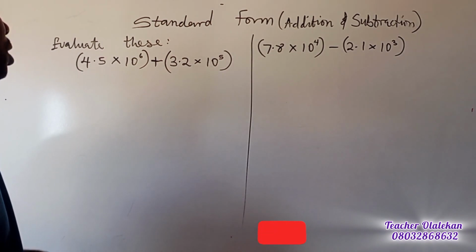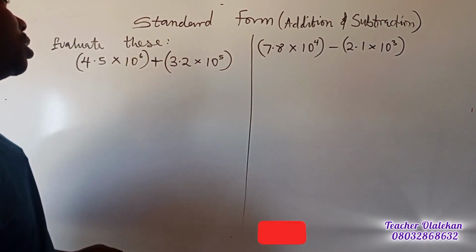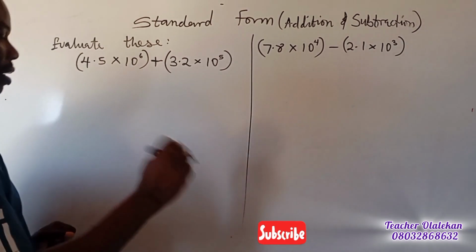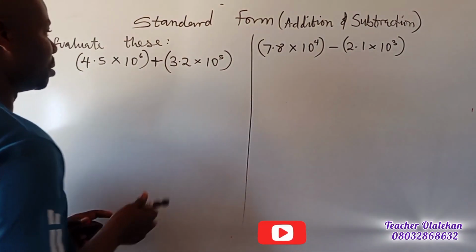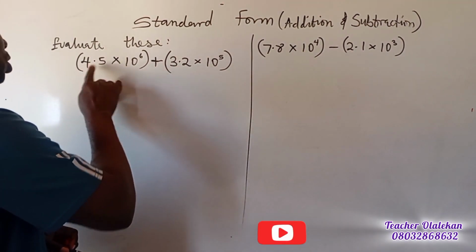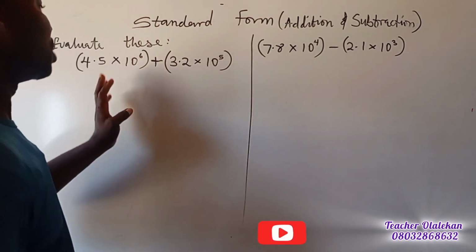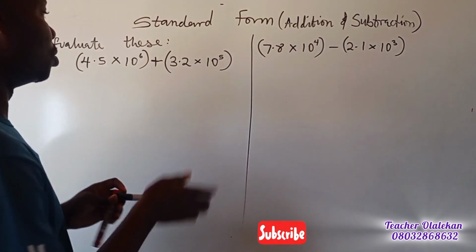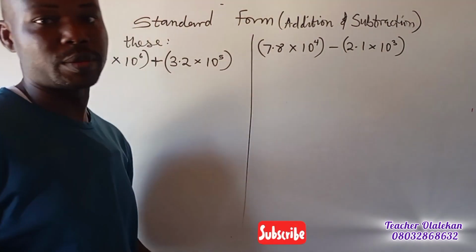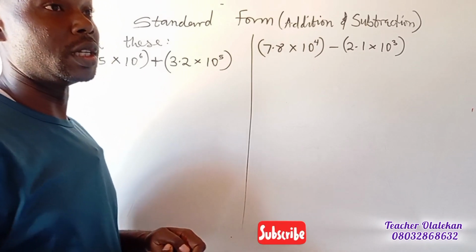So to handle addition and subtraction in standard form, the first thing you need to do is make the powers of 10 have the same exponent. That's the first step. After that, you add or subtract the base, that is the coefficients. Then you just take one of the exponents, because you made them the same, just like we do in indices.